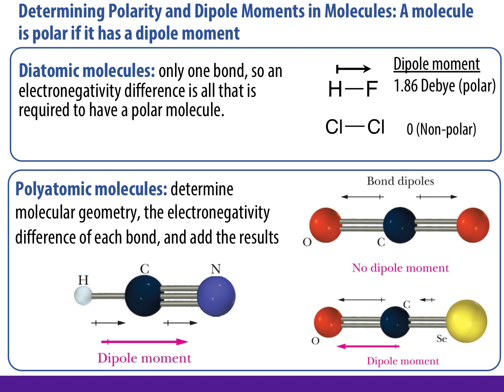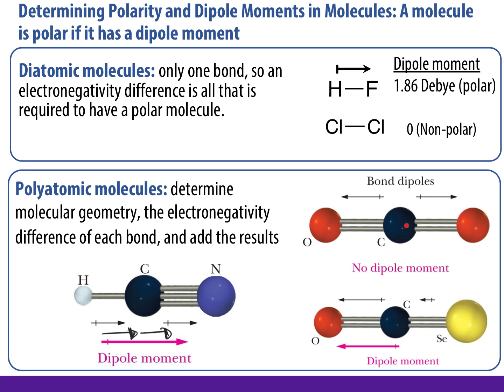For polyatomic molecules, though, we need to look at each bond individually and add them up. Something like HCN, we can see a dipole moment going from H to C, and another dipole moment going from C to N. Overall, these two arrows add up, tip to tail, just like you add vectors in math or physics class. And we get an overall dipole moment from the left to the right.